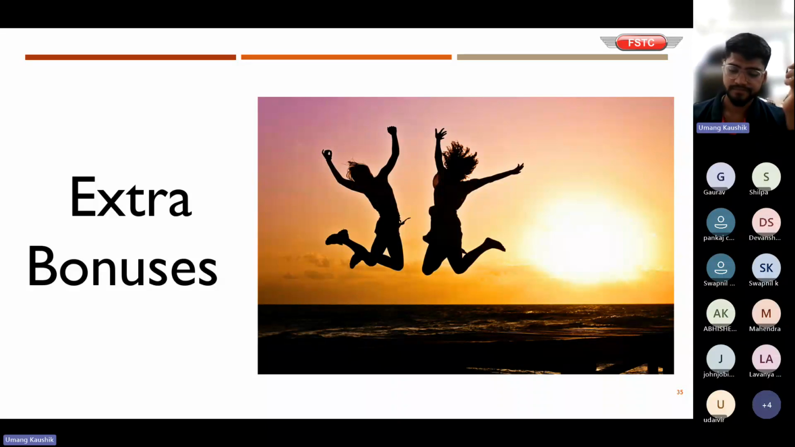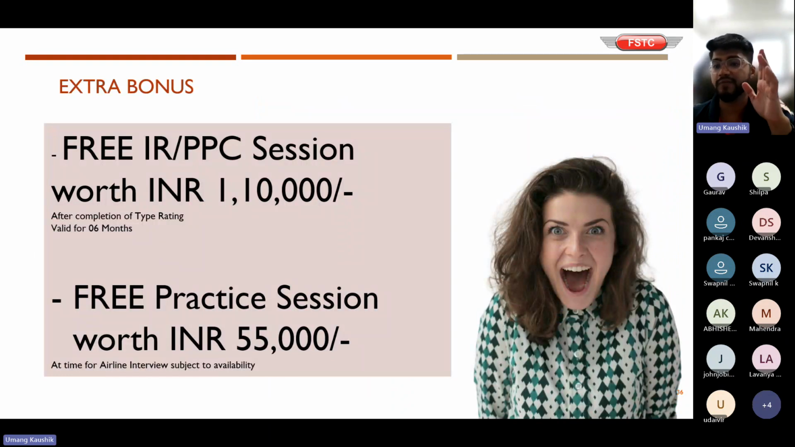So now in FSTC, if you do a type rating with FSTC, right? We are providing you this free IRPPC session. This is valid for 6 months. If you come to me and ask me, Umang, I want to do my refresher, I'm within the 6 months course, give me my RPPC check I want to do, I'll ask you for 1 lakh rupees. That's my charge. 1,10,000 rupees is the IRPPC charge. It's for the simulator plus the SFE.